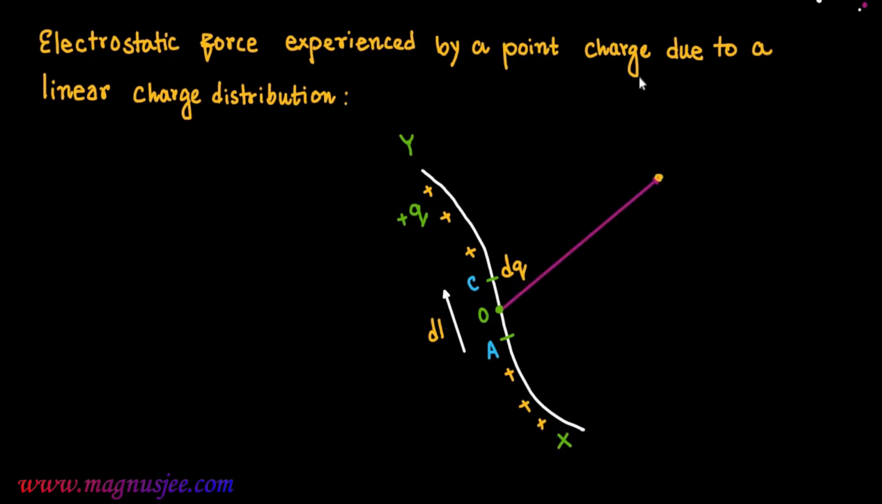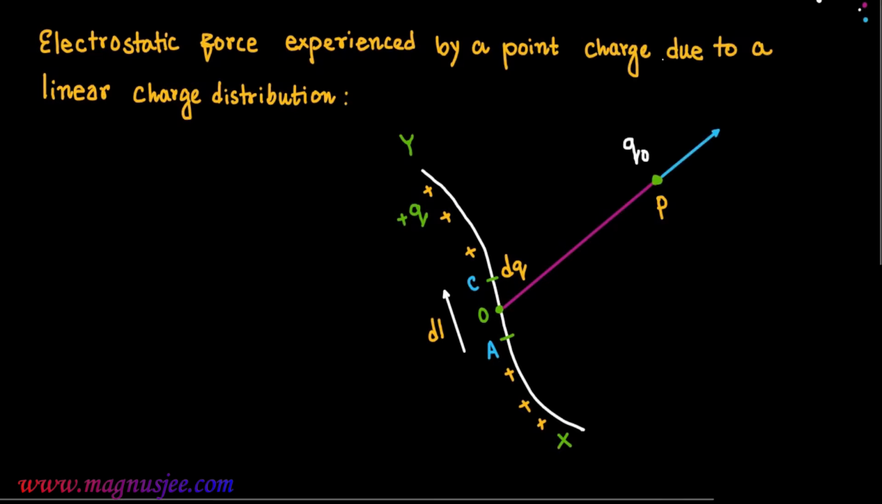We consider a point P at a distance r from the small element AC of the linear charge xy. Q naught is a point charge placed at the point P, and this point charge experiences an electrostatic force dF due to the small element AC of charge dq and length dl.